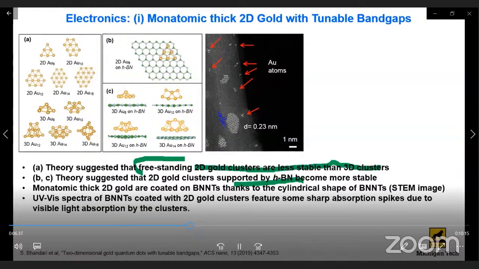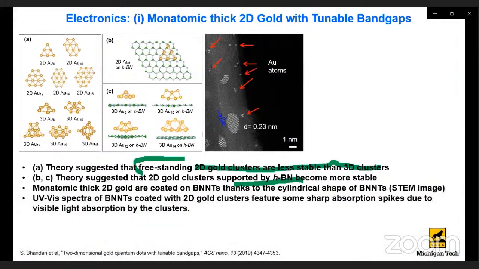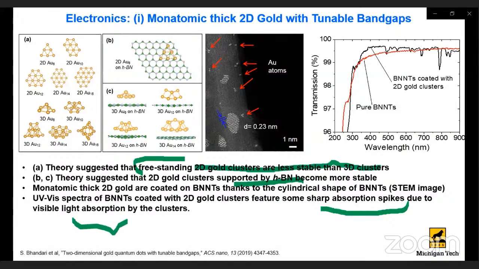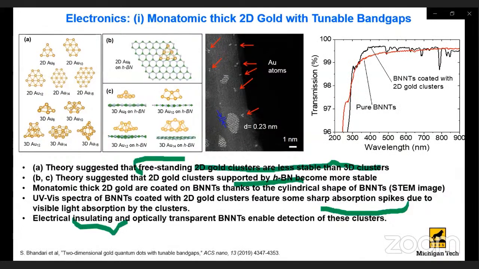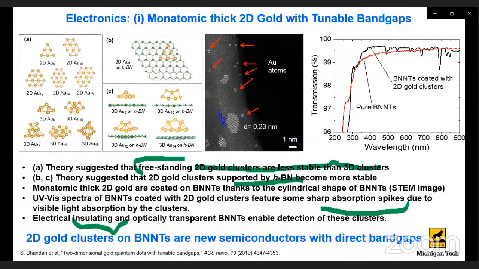And from UV-visible spectra, we found that boron nitride nanotubes coated with 2D gold feature some sharp absorption spikes due to the visible light absorption by the crystal. So electrically insulating and optically transparent boron nitride nanotubes have enabled the detection of this crystal. In short, 2D gold crystal on BNNTs are new semiconductors with a direct bandgap.